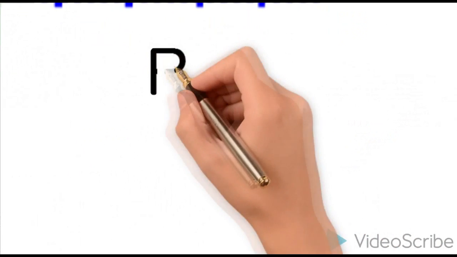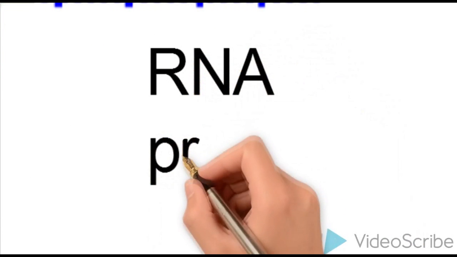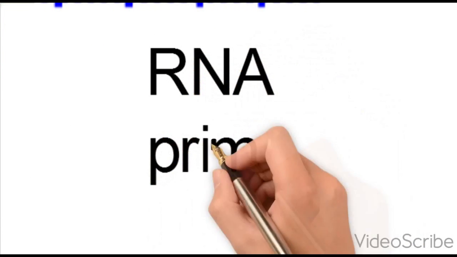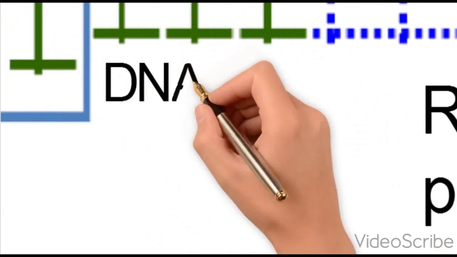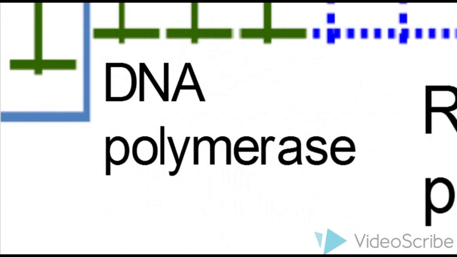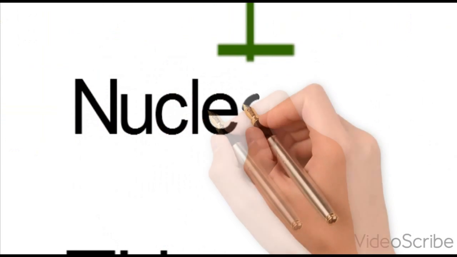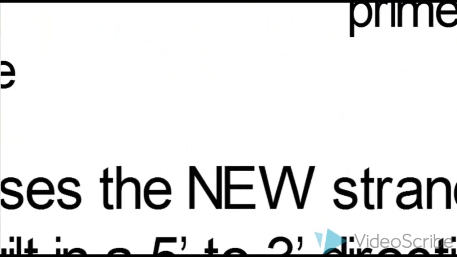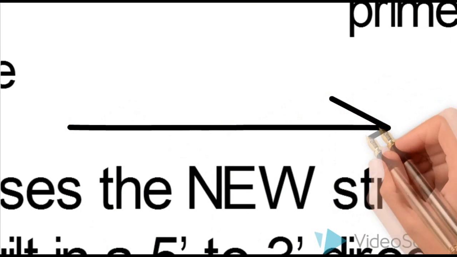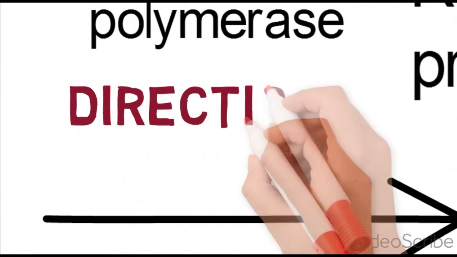At the beginning of the new strands, an RNA primer occurs. It adds a start sequence of RNA to both strands, which allows DNA polymerase III to bind and start replication. DNA polymerase III adds nucleotides to each template strand in the 5' to 3' direction, because nucleotides can be added only at the 3' end, and this gives the direction of replication.